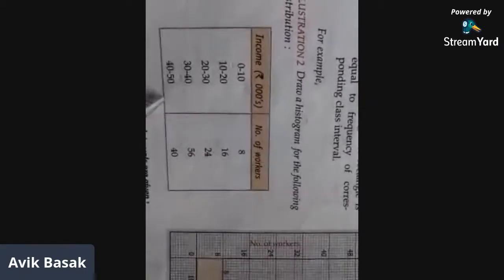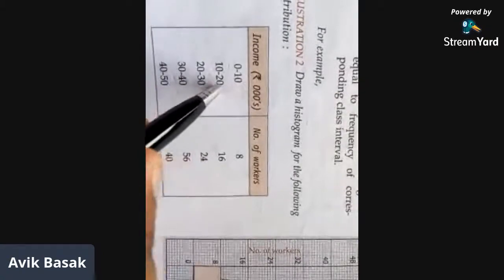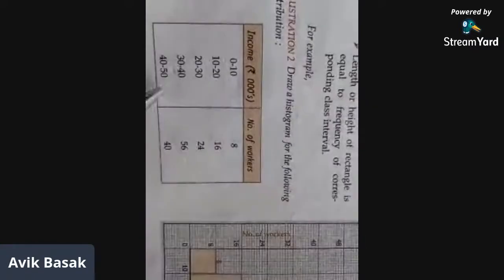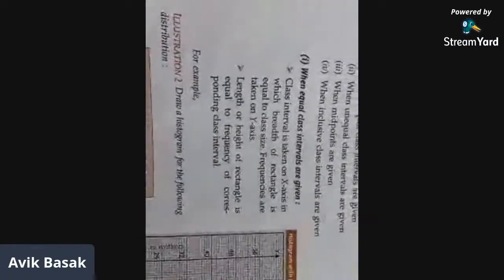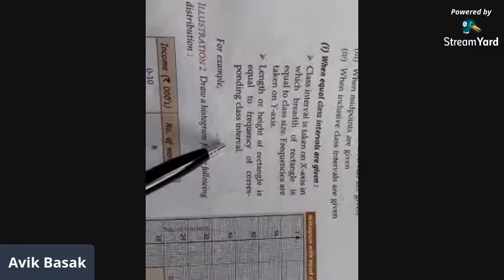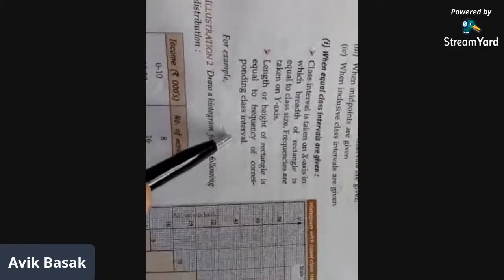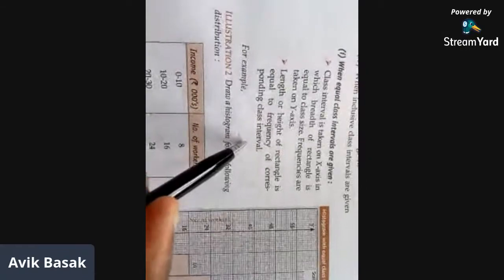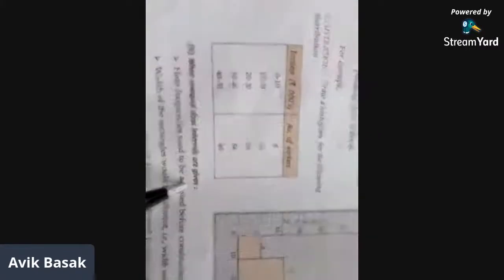How can you see the difference in another way? See the lower limit of all the class intervals. What are the lower limits? 10, 20, 30, 40, 50. All differences are 10, 10, 10. So this is known as when equal class intervals are given. What will be the design of the histogram when equal class intervals are given? This is one. Second one, when unequal class intervals are given.